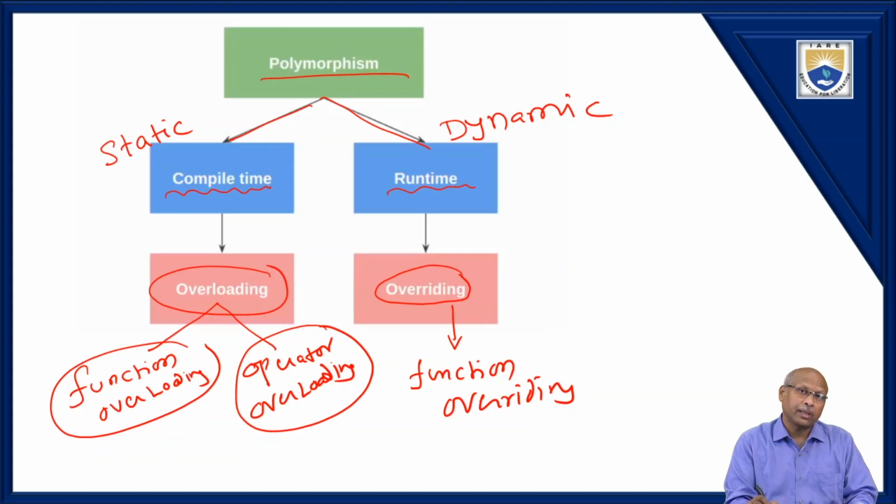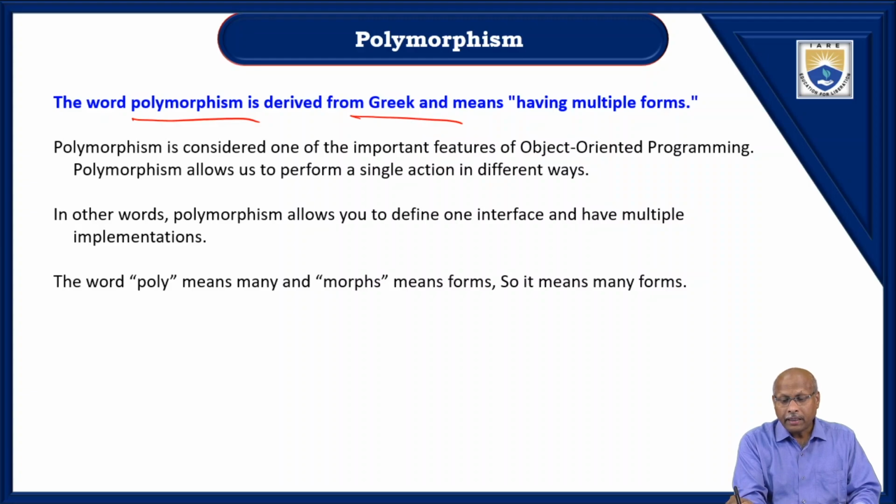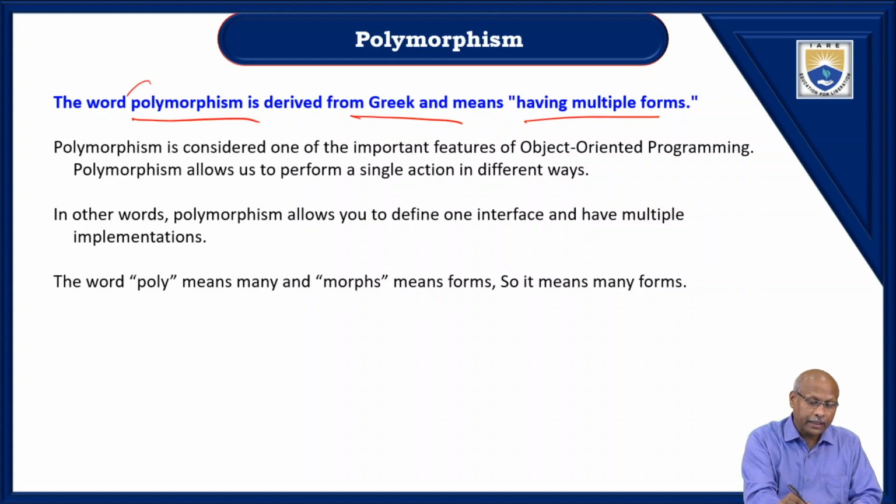So now we will be discussing these topics: function overloading, operator overloading, as well as function overriding, and how Java uses these concepts in OOPs. The word polymorphism is derived from Greek, meaning having multiple forms. Same name with multiple forms. From the name itself you can guess, poly means many, morphism means form. Polymorphism is considered one of the important features of object-oriented programming languages.